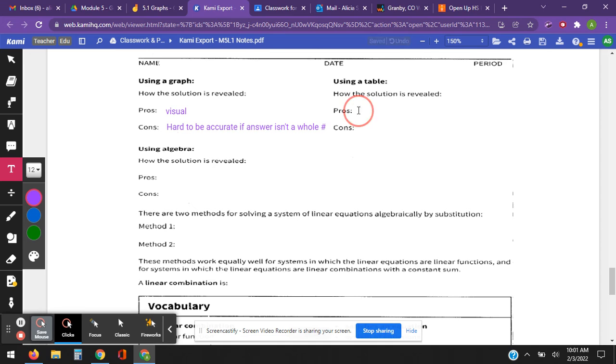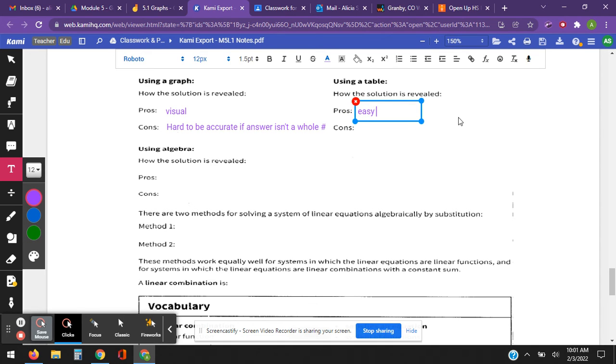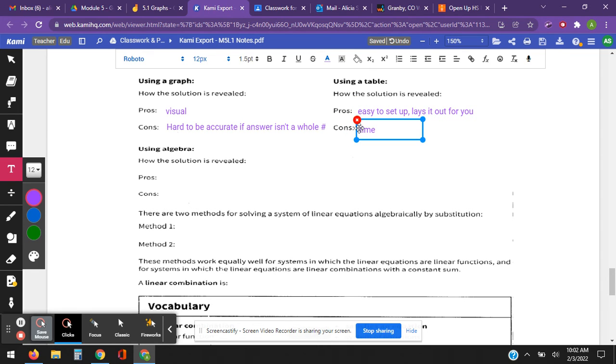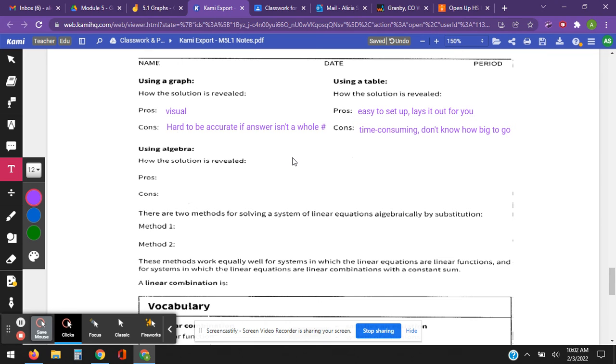Okay, some pros for the table. It's easy to set up most of the time. And it basically lays it out for you, right? Con would be, though, it could be very time consuming. Because you don't always know how big it should be. You don't know if you need to get up to 20, if you should count by ones, count by fives. It's kind of hard to do that.